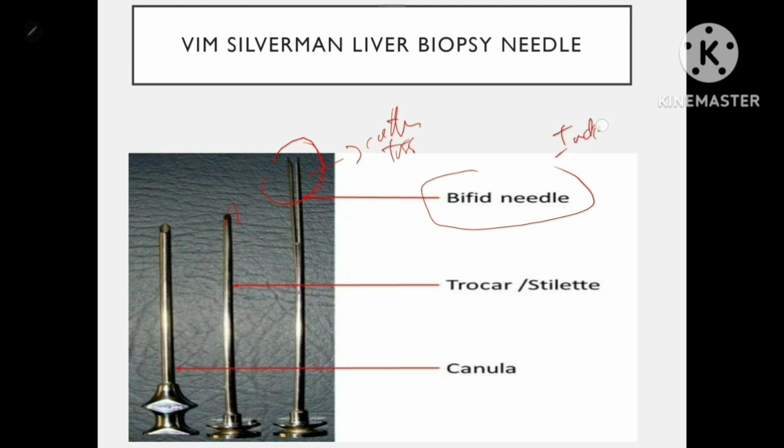So the indication is usually especially in liver biopsies. If there is any cirrhosis or any carcinoma like hepatocellular carcinoma, those kinds of things, the Silverman liver biopsy needle is used.